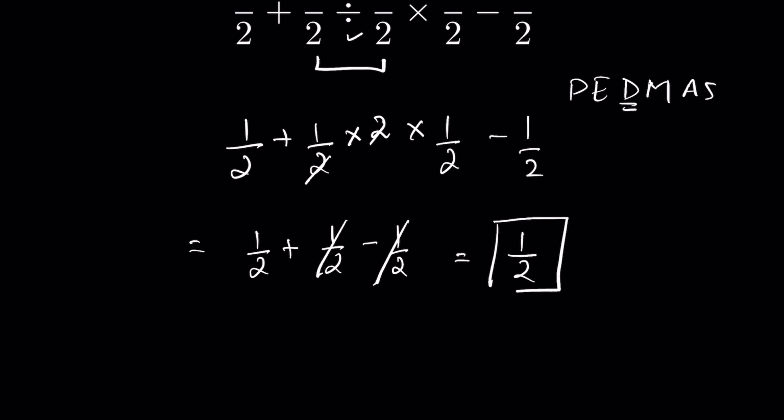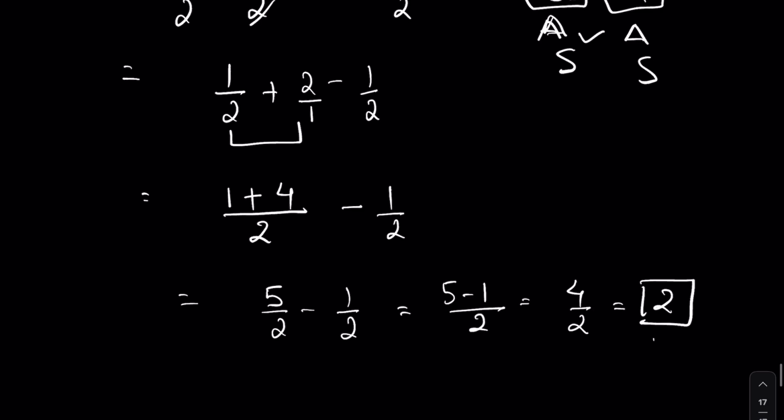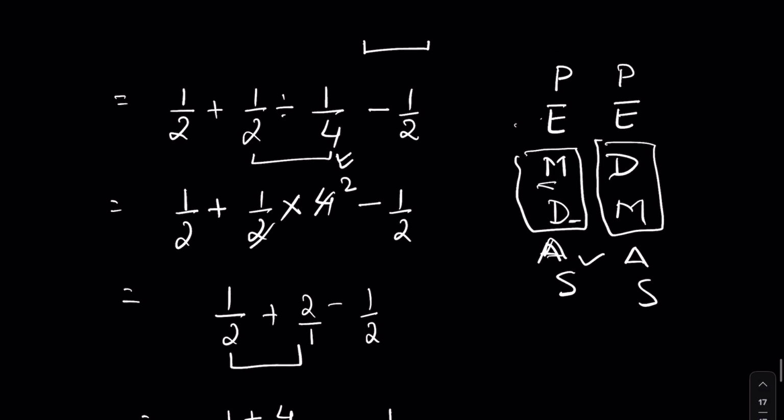So there are two different answers. In PEDMAS you are getting 1/2. In PEMDAS you are getting 2 as the answer. There cannot be two different answers for the same question. Why are we getting different answers? Because, as we have seen, multiplication and division are reciprocal actions. Division gets converted into multiplication and you can convert multiplication into division. So they have equal priority.